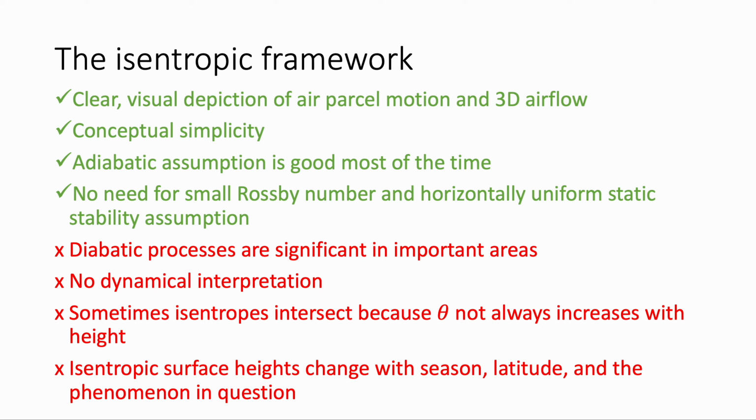Obviously, there are some drawbacks, and we have to be clear and honest about those. Diabatic processes, in some cases, can be pretty significant, right? So if you're looking at a map and you're concerned about some kind of weather system, chances are good that something's happening in this weather system that is not adiabatic heat exchange. That is not an adiabatic process, so there's some kind of diabatic heating going on.